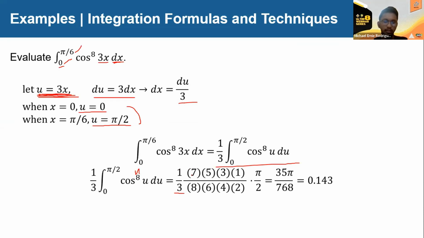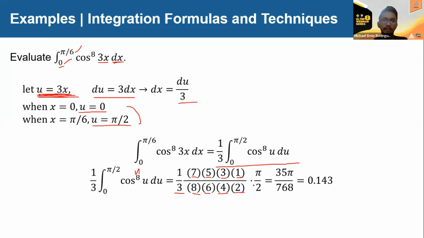We have 8. So, n minus 1, 7. And then, 8 minus 3 is 5. 8 minus 5 is 3. And then, 8 minus 7 is 1. So, we stop at 1. Wala tayong sign, no? Wala tayong m. And then, divided by, so, m plus n is 8. Minus 2, 6. And then, 8 minus 4 is 4. And then, 8 minus 6 is 2. Okay, we stop at 2.